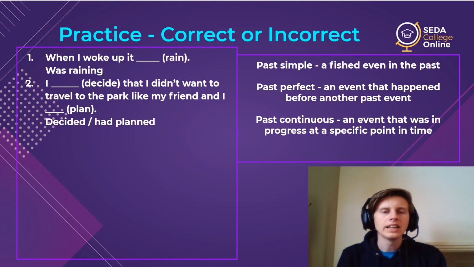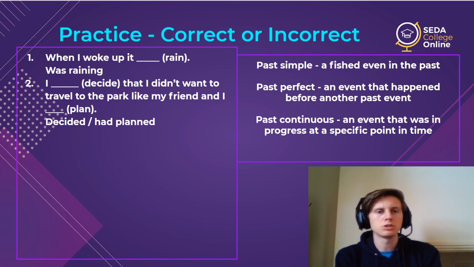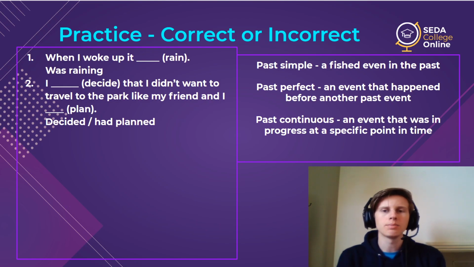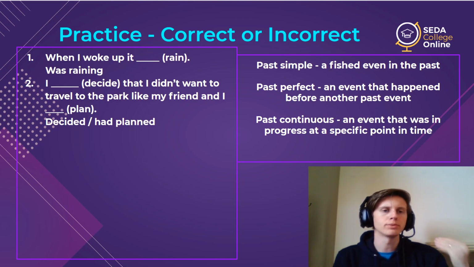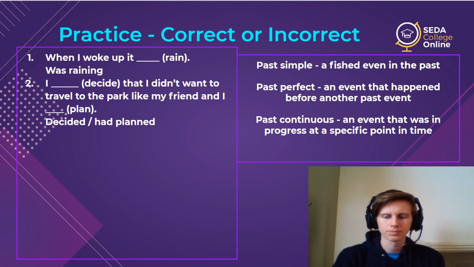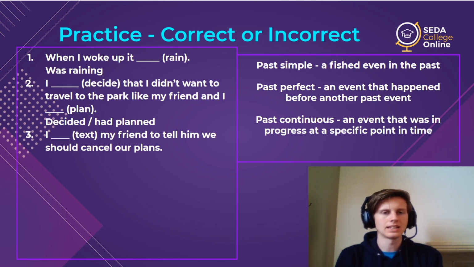I decided that I didn't want to go or to travel to the park like my friend and I had planned. Now, past perfect. Well, why? Because the planning happened before everything now. It happened before I decided, and it happened before I woke up. So now I must have the past perfect to describe that it was an action that was before everything now. Okay, next sentence. My friend to tell him that we should cancel our plans.